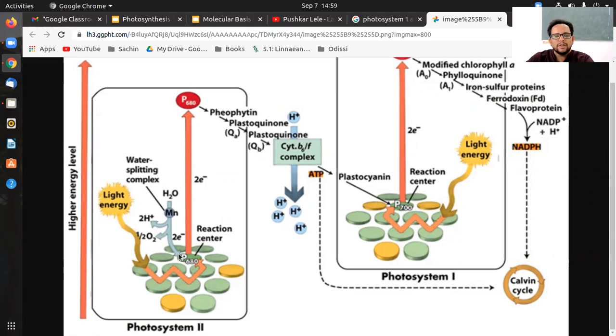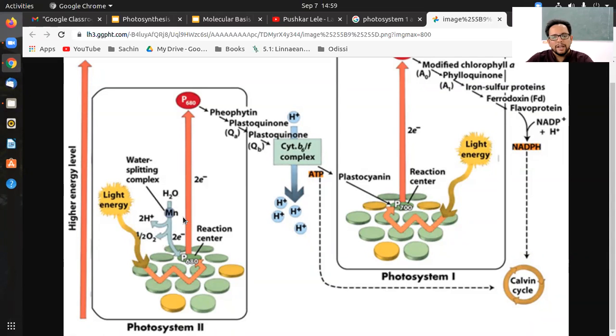Hydrogen is utilized for the formation of NADPH. Now you know where that H comes from. That is from this water molecule, half part. And the oxygen which is released at the end of the photosynthesis is coming from here.